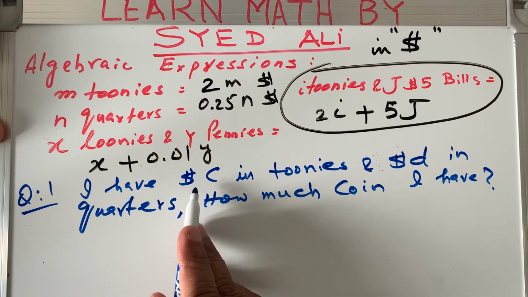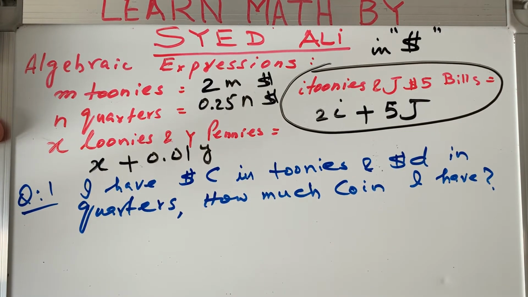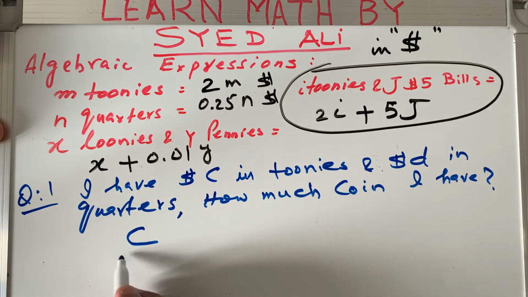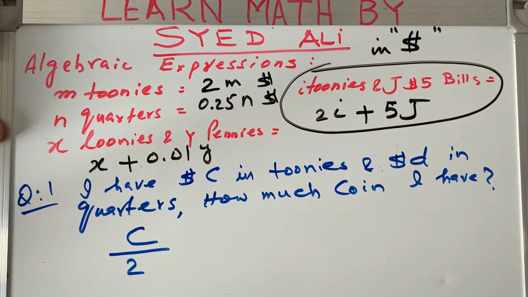I have $C in toonies, right? So that means a toonie is $2. The number of toonies I have, I have to convert it into dollars. So I have to divide it by 2 because a toonie is $2. So however many toonies I have, I divide that by 2, and I will get dollars, right?